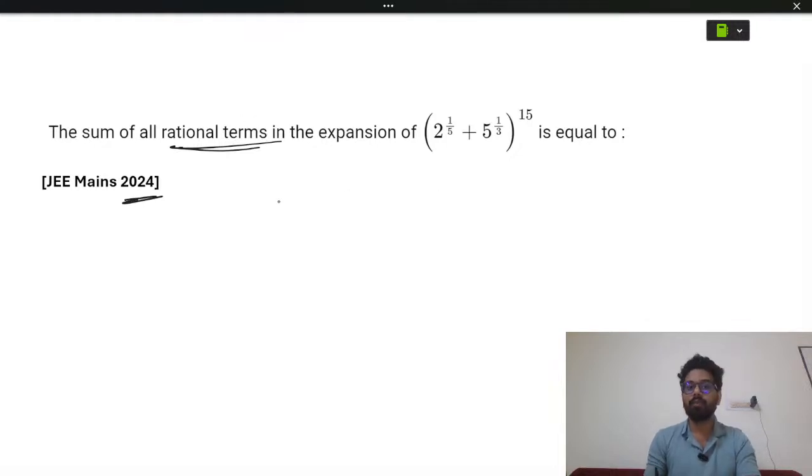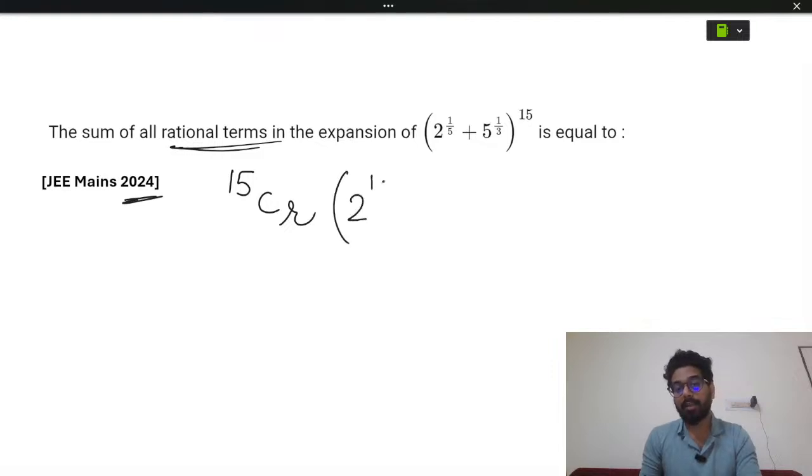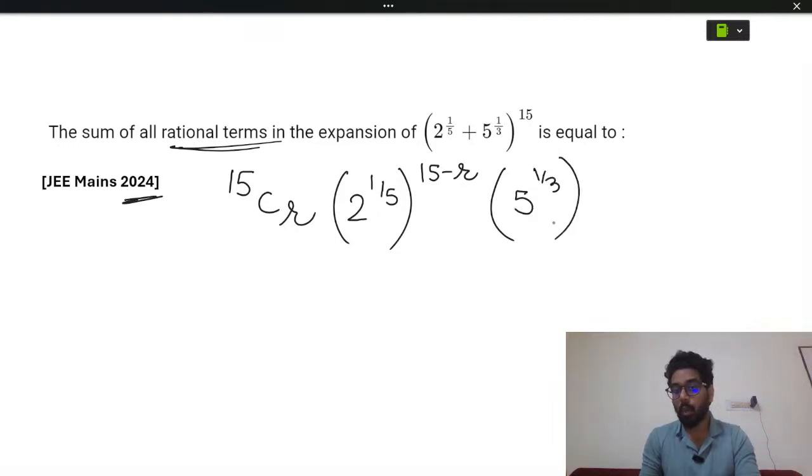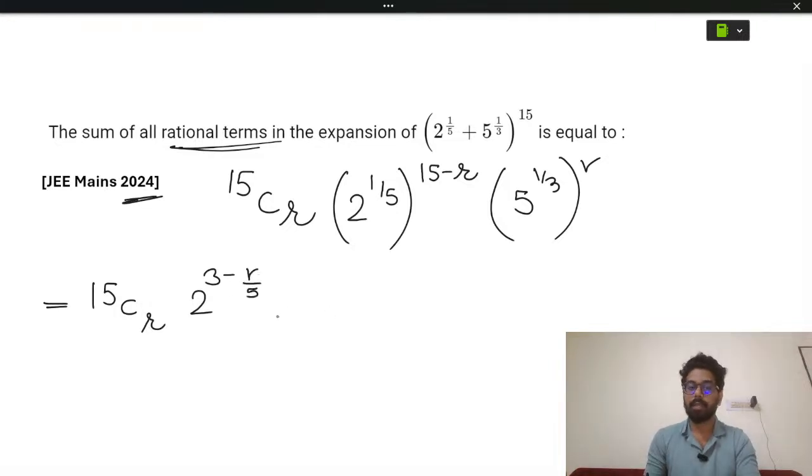So how will we do it? First of all, write down the general term. By now you should know what the general term is. The general term is 15 CR into 2 power 1 by 5, whole to the power 15 minus R, multiplied by 5 to the power 1 by 3, whole power R. Now if you solve this, the general term is 15 CR, 2 to the power (15 minus R) by 5, into 5 to the power R by 3.